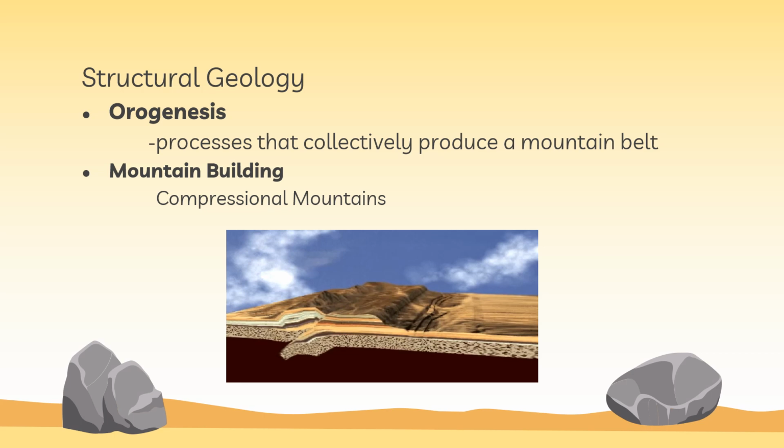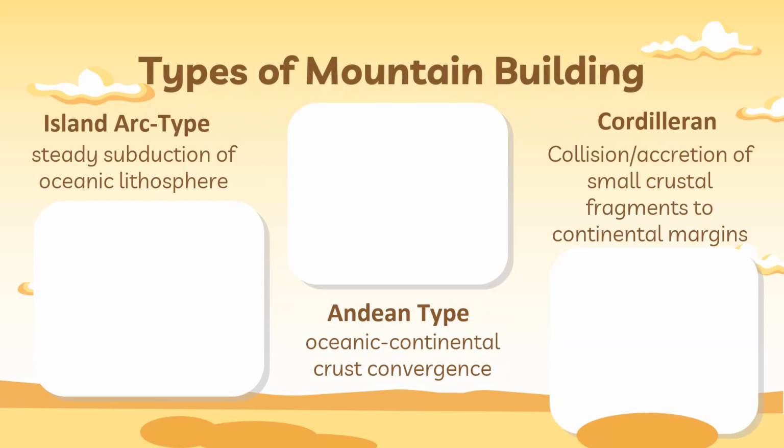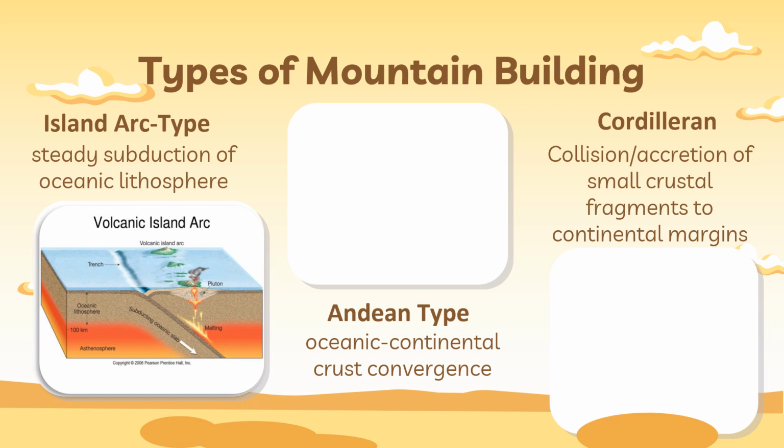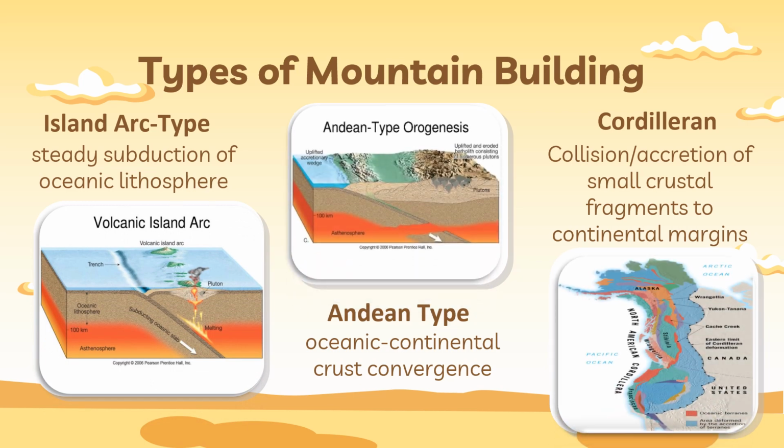Most mountain building occurs at convergent plate boundaries and creates compressional mountains. The model shows you how the mountains move. This is an example of compressional mountains. Types of mountain building: the first one is the island arc type, the second one is the Andean type, and the third one is the Cordilleran type.